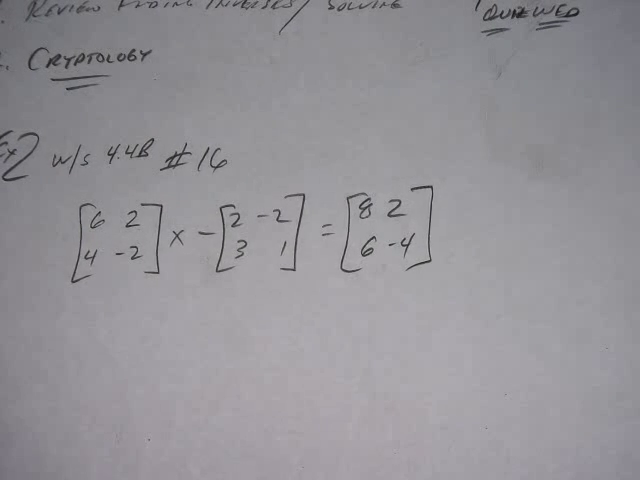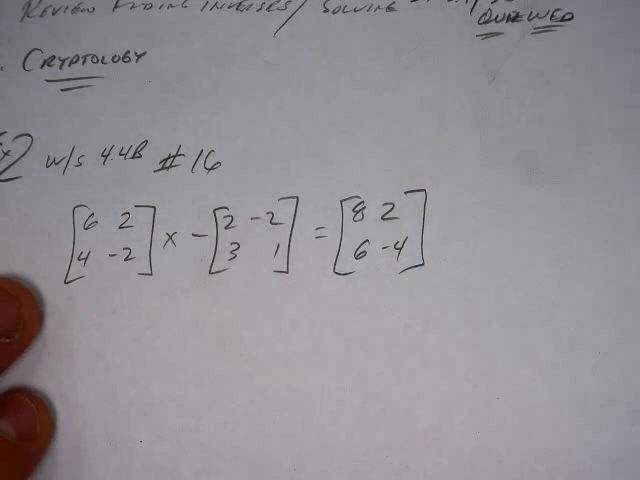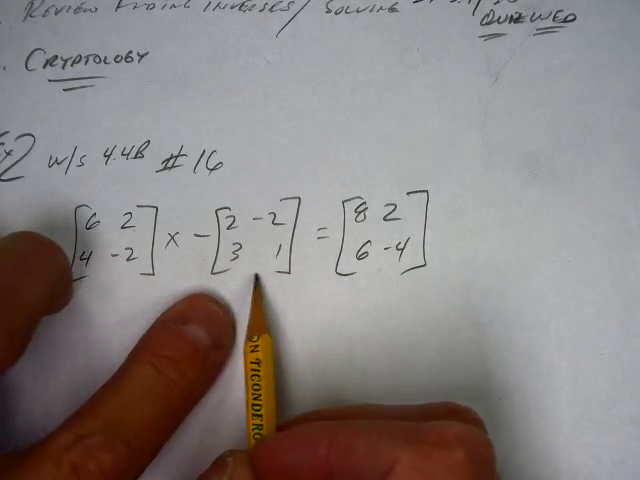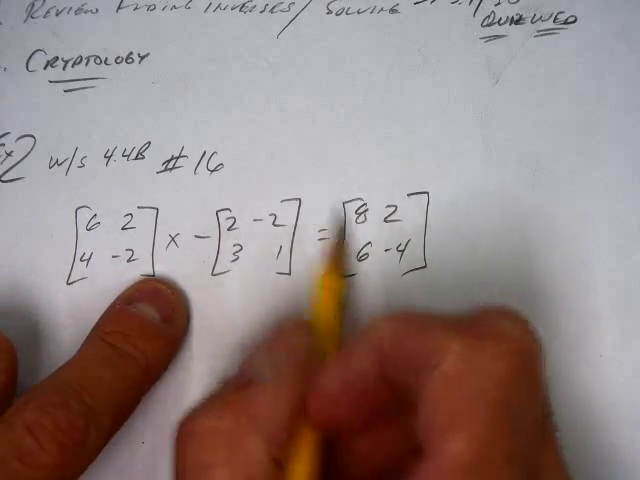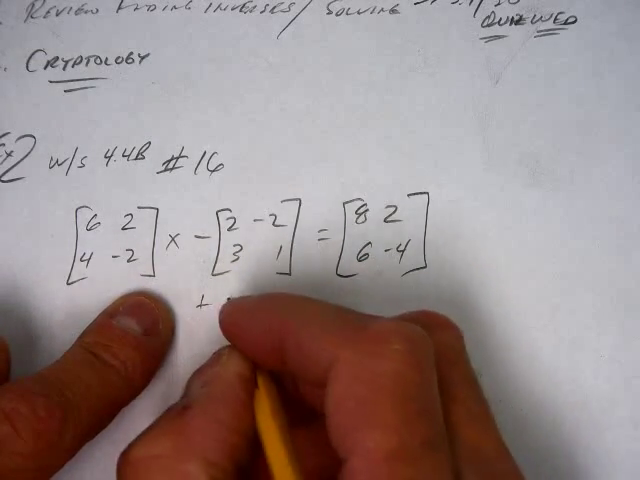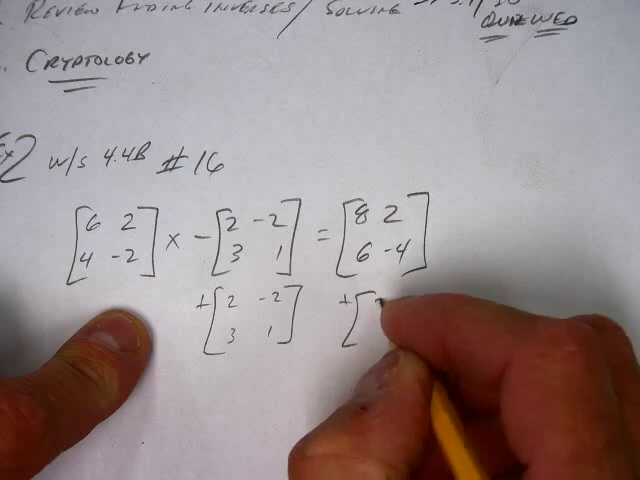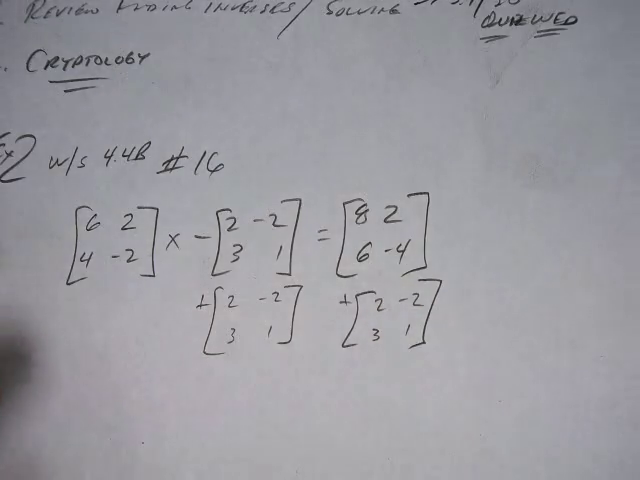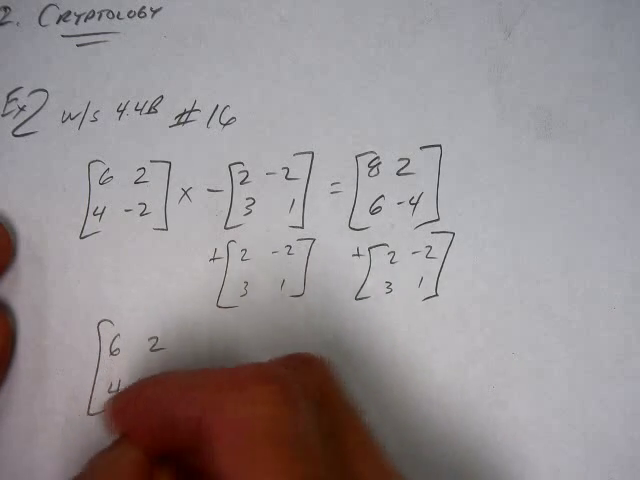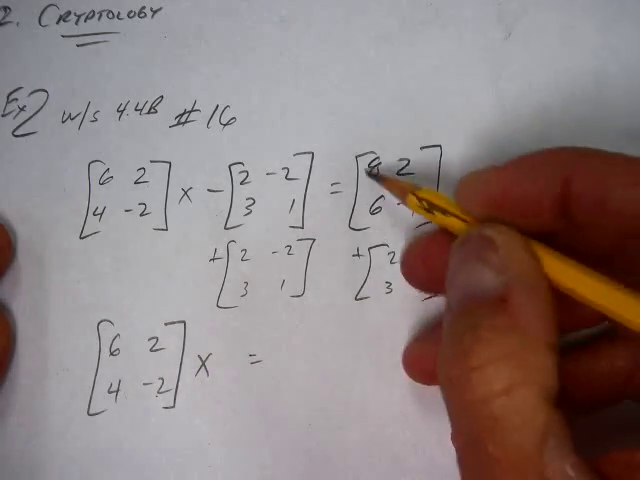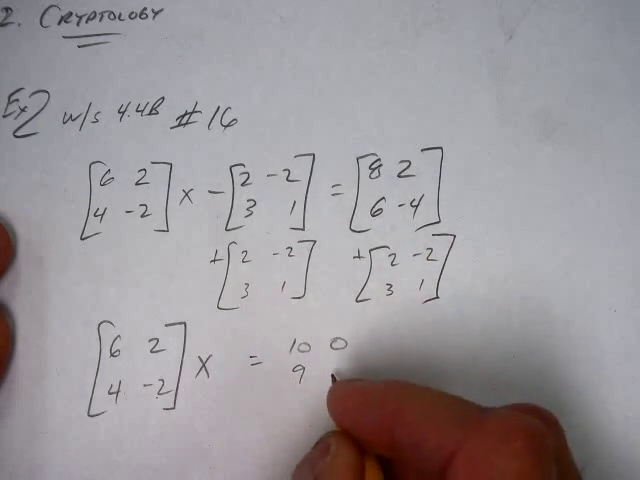This is a little bit harder than what we've done before, but it's just a simple step addition. What should I do to start to solve this? Add this matrix right here? Yeah, so use your logic that you've done before. Since this is minus, we've got to peel both matrices, and the way to peel this minus is we're going to add 2, negative 2, 3, 1 to both sides. Okay. And so what I'm going to end up with is 6, 2, 4, negative 2 times some matrix gives me, let's add these together, 10, 0, 9, negative 3.